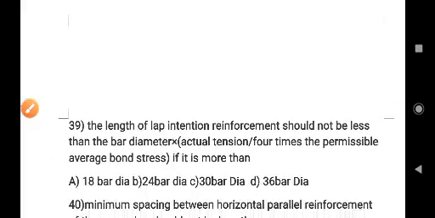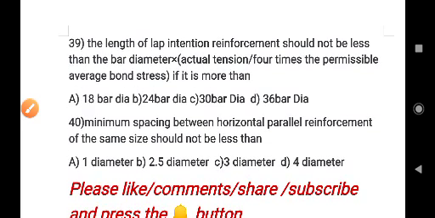Question number 39. The length of lap in tension reinforcement should not be less than the bar diameter into actual tension divided by 4 times the permissible average bond stress. If it is more than that, the right answer is 36 bar diameter.